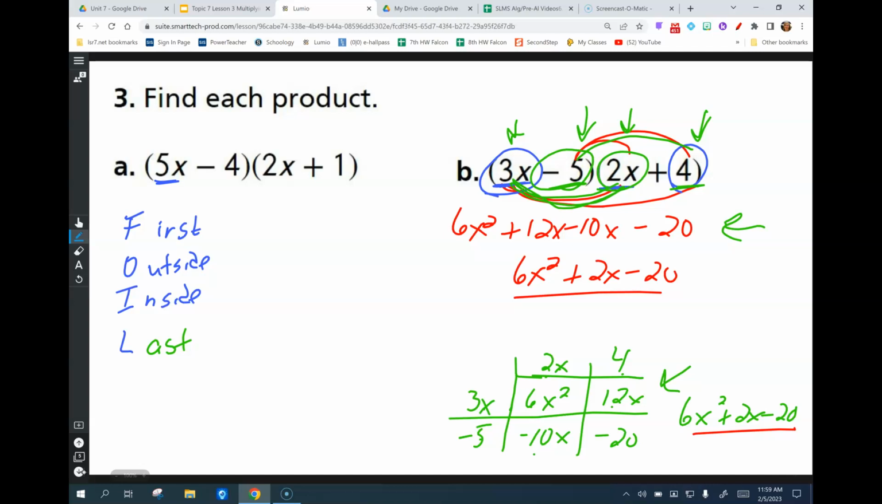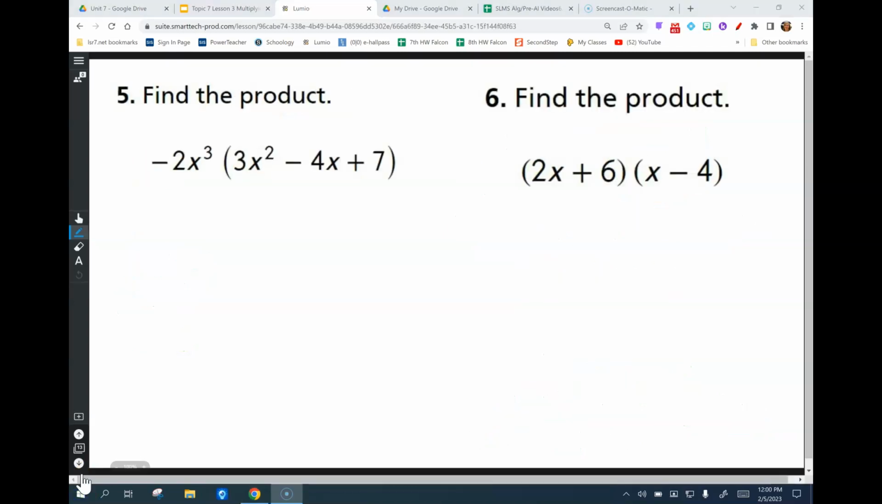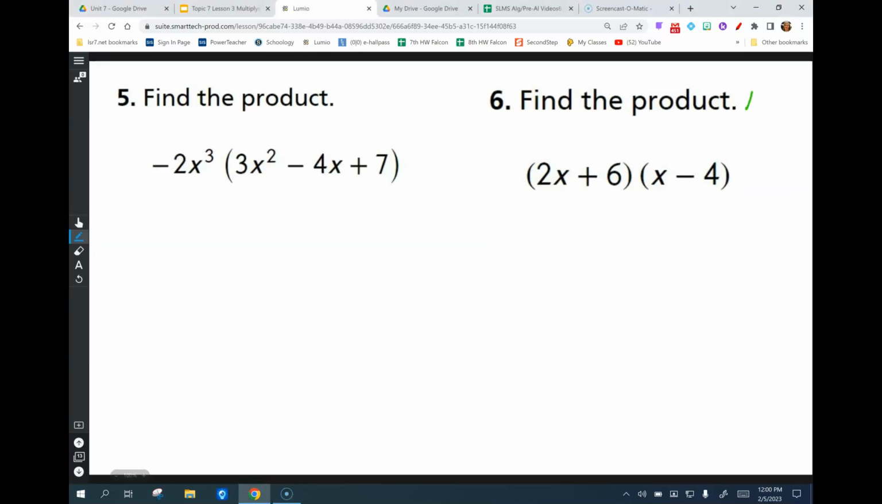Okay? So I'd like you to practice it one more time. So I'd like you to jump to page 144 in your book and do number 6 right now. So I'm going to pause it. You're going to do number 6 by box method, distributing twice, FOIL. All means this is going to give you the same answer. So go ahead and try number 6 right now.